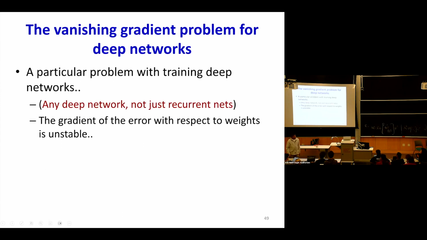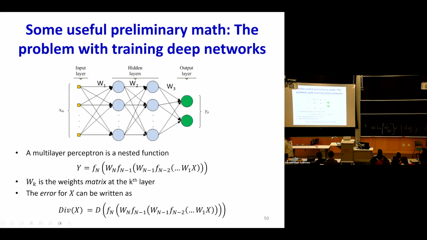Here's the other problem, and this is the problem that several of you have alluded to, which is the vanishing gradient problem. This is true for any deep network, not just recurrent networks. The gradient of the error with respect to the weights and in fact the activations is unstable. How's that? So let's consider this.